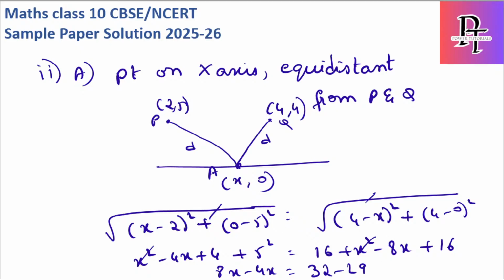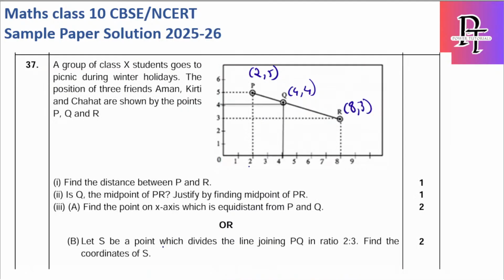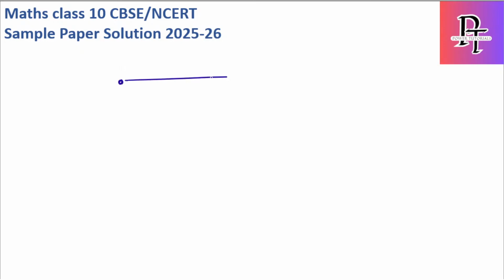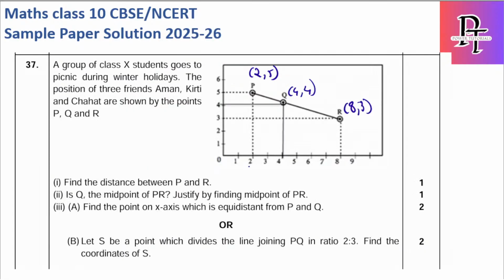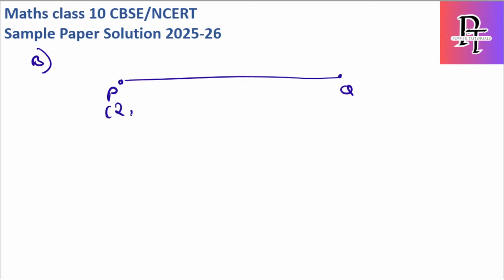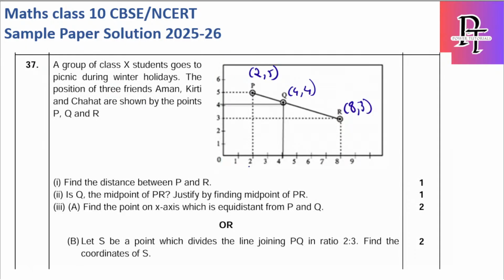Okay, let's solve the optional part, which is part B now. So part B is this. Point S divides the line joining PQ in the ratio 2:3. So now this is a ratio kind of question. We have point P and point Q, P (2, 5) and Q (4, 4), and they're saying that we have a point S dividing in the ratio 2:3.